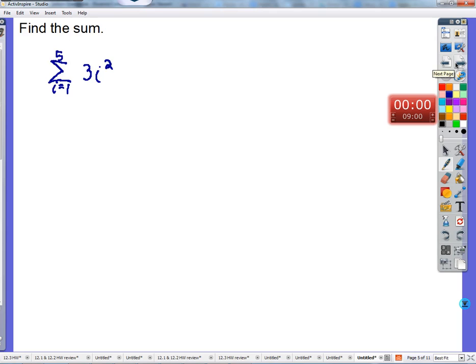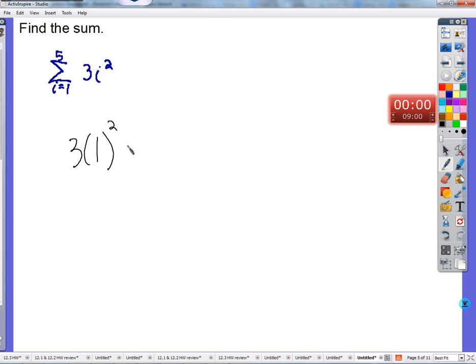Find the sum. You're using summation notation, it's just kind of seeing you work the other way with summation notation. And I'm just gonna jump in there. Okay. I just individually plugged in each number. Perfect.